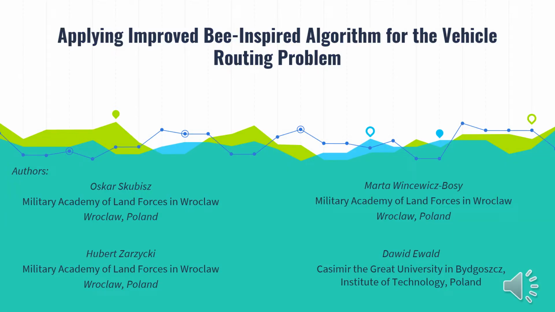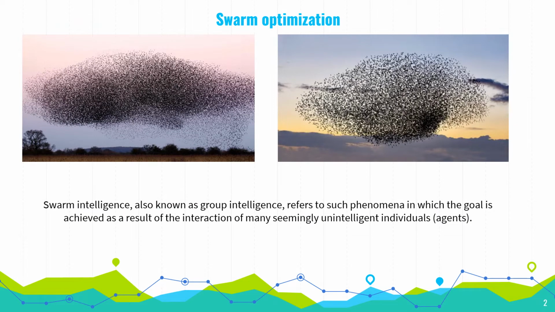Hello everyone. I would like to present our publication, applying an improved bee-inspired algorithm for the vehicle routing problem. This problem is in the area of swarm intelligence, also known as group intelligence, and it refers to such phenomena in which the goal is achieved as a result of the interaction of many seemingly unintelligent individuals or agents.